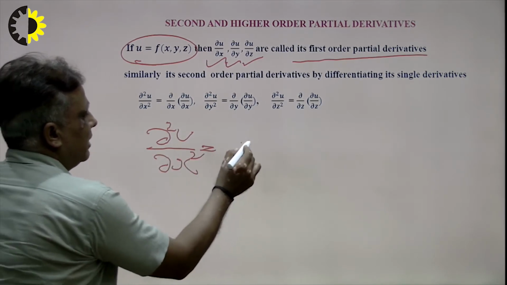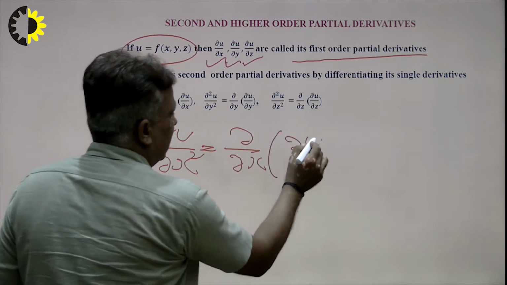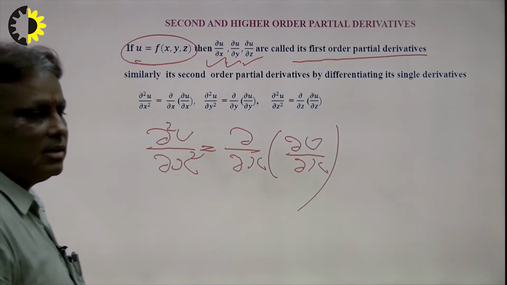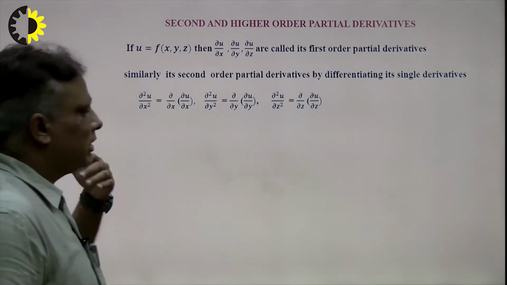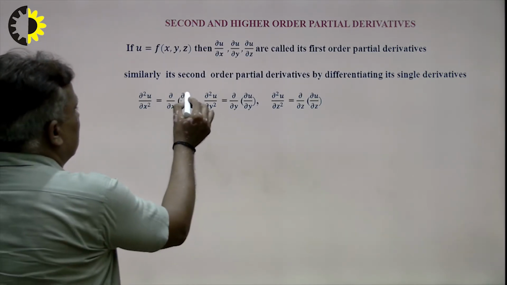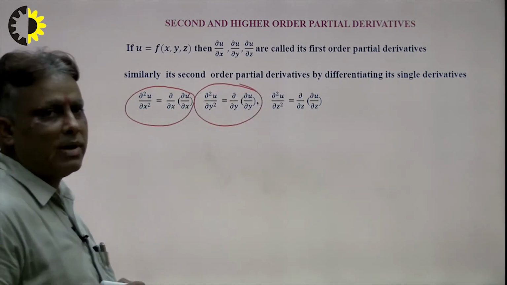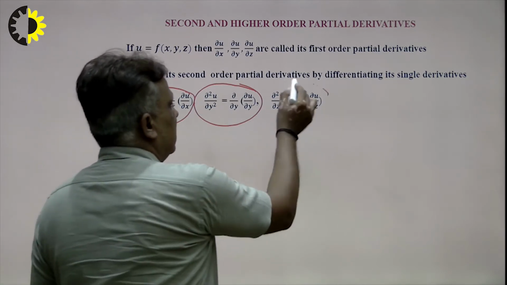So how do we calculate it? We write del over del x of del u over del x. This is known as the second derivative with respect to x, and this is partial differentiation. Students, keep this in mind when we solve problems in future, so see very carefully and use this concept. In this way, suppose I want to calculate del 2 u over del y square, we calculate it in the same way.